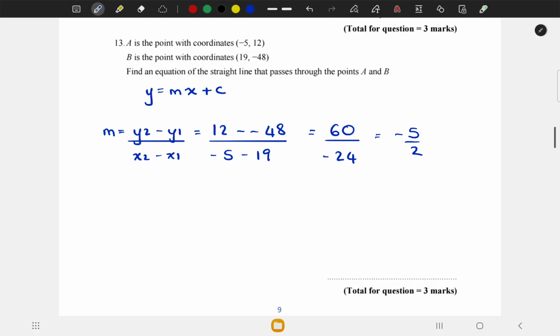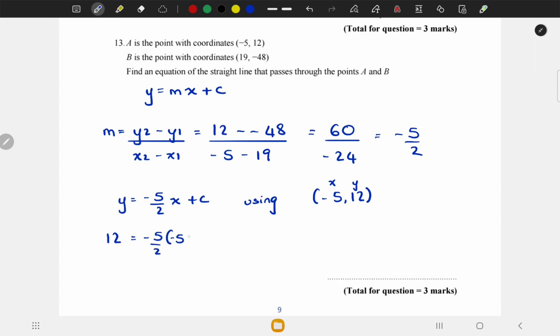All right. I have found my gradient, so I can come back here and input it into my y equals mx plus c: -5 over 2, x plus c. To find c, plug in any one of the two coordinates that have been provided. So let's suppose I want to use -5, 12. Remember, this is my x coordinate and this is my y coordinate. So in place of y, I'm going to be putting in 12, and in place of x, I'm going to be putting in -5, plus c.